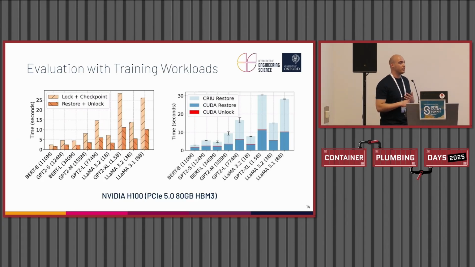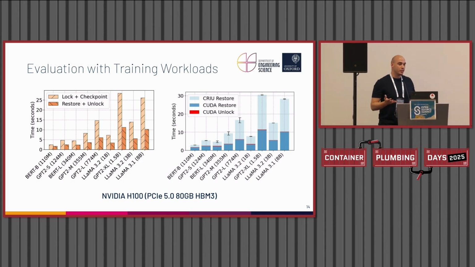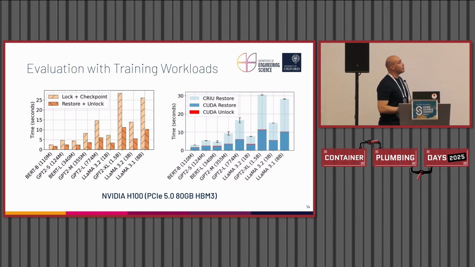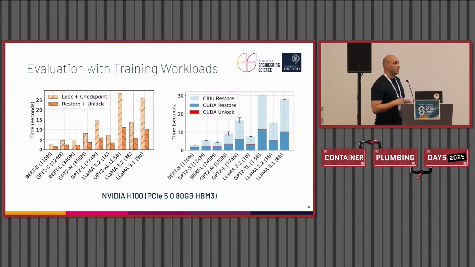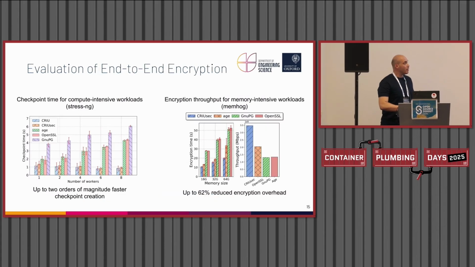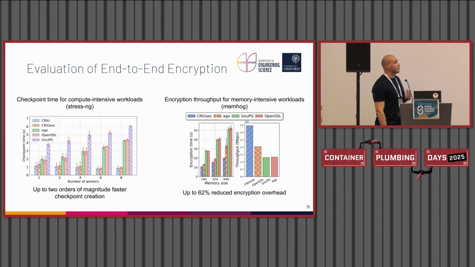We evaluated these mechanisms with different models, and we can see that checkpointing takes a few seconds for different models, and restore is always faster. This is very helpful with what we call hot swapping. For example, you can skip the initialization phase of inference workloads and serve a larger number of models on fewer GPUs. We also evaluated the encryption mechanism and compared this with other tools like GNU-PG and OpenSSL, and we can see that it's more efficient. It's mainly because we can skip the I/O overhead of reading and writing a checkpoint.